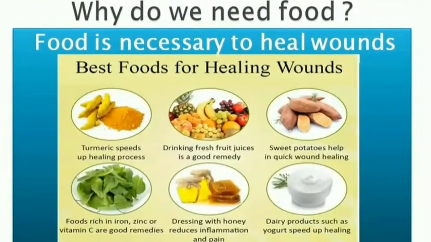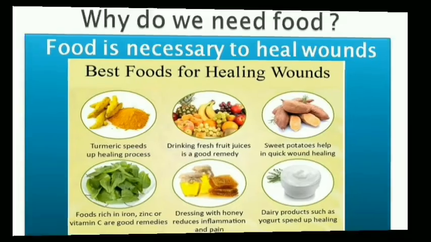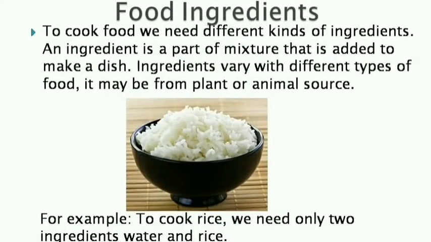Turmeric, fruits, food rich in vitamin C, honey, dairy products are some of the foods which help in healing of wounds. Different kinds of food are made of different kinds of ingredients. So, what is an ingredient? It is a part of a mixture that is added to make a dish. For example, when we cook rice, the ingredients required are rice and water.